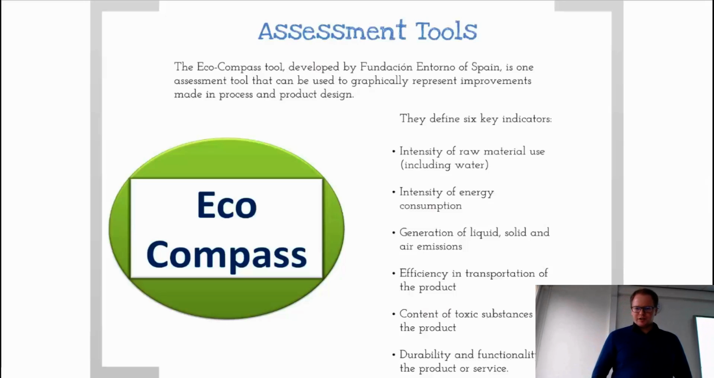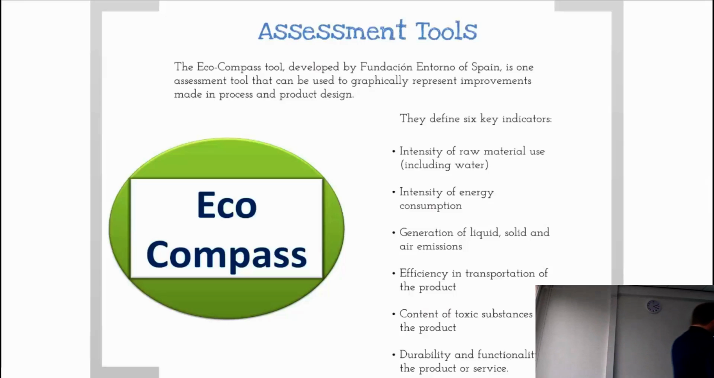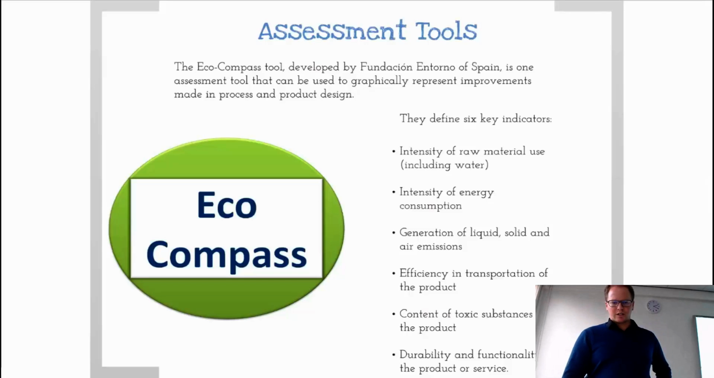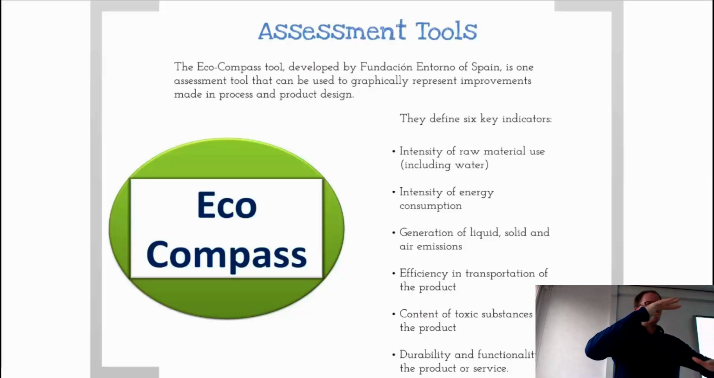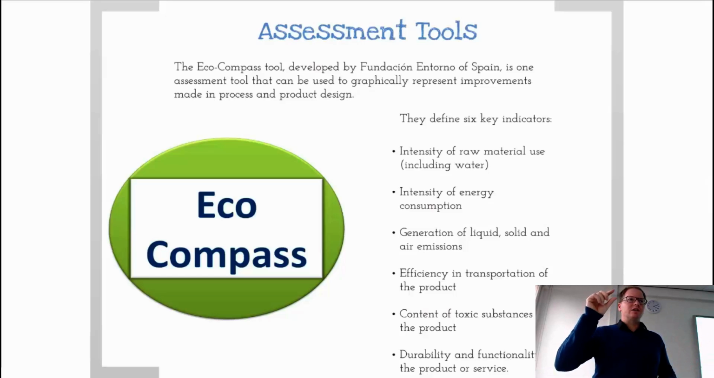Then efficiency in transportation of the product, or actually the absence maybe of transportation, so this could be a target as well. Then content of toxic substance in the product, and durability and functionality of the product or service. But you notice those are categories, and you have to go into it to really see if your product or service actually interacts with that. So a lot of products or aggregates are of course standardized, so they come with, okay, we have toxic levels in that range, but depending on your environment, do you know the chestnut with a cigarette?